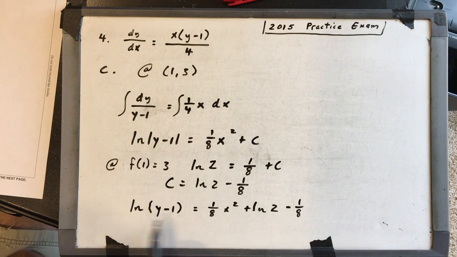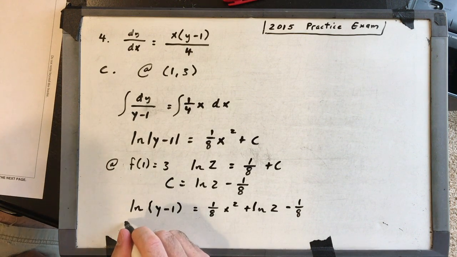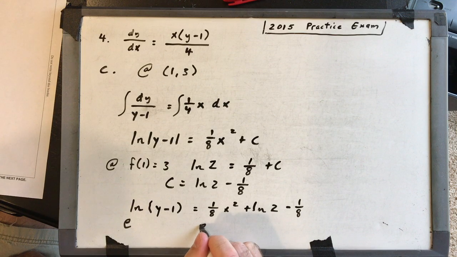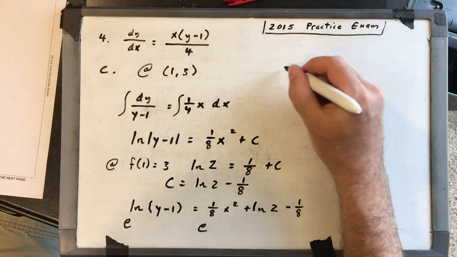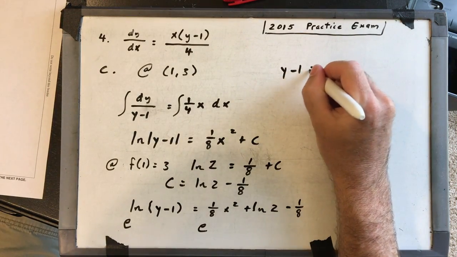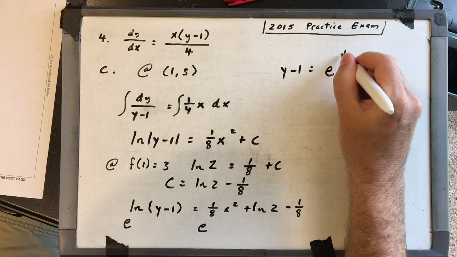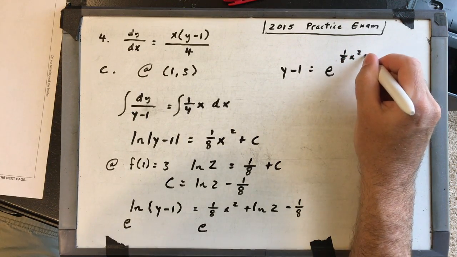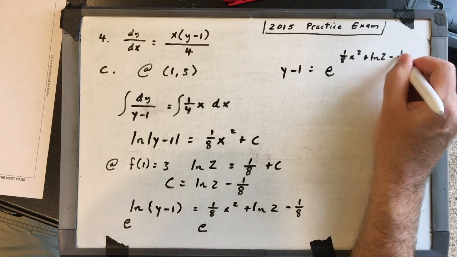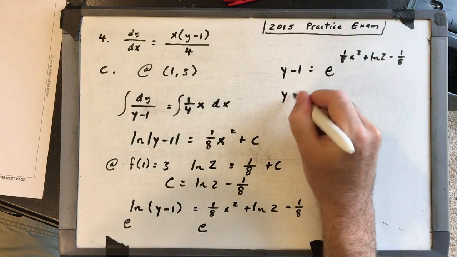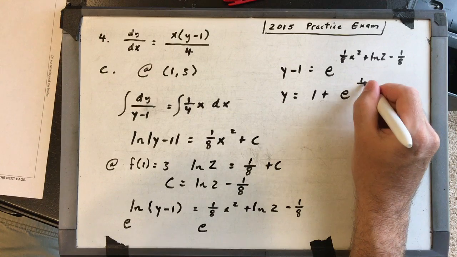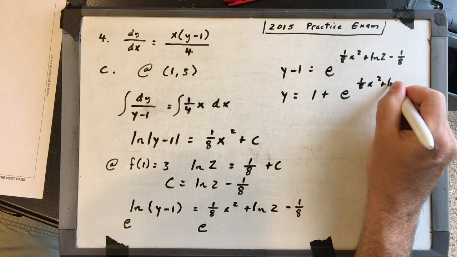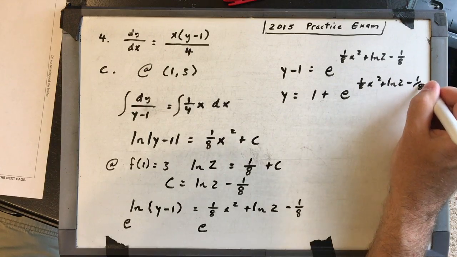So how do we get to a y? Well, we have to exponentiate both sides. I'm not going to go crazy on this. If we exponentiate both sides, of course, the e and the natural log cancel out, and you would have y minus 1 is equal to e to the 1/8 x squared plus the natural log of 2 minus 1/8. So moving the negative 1 to the right, 1 plus e to the 1/8 x squared plus natural log of 2 minus 1/8.